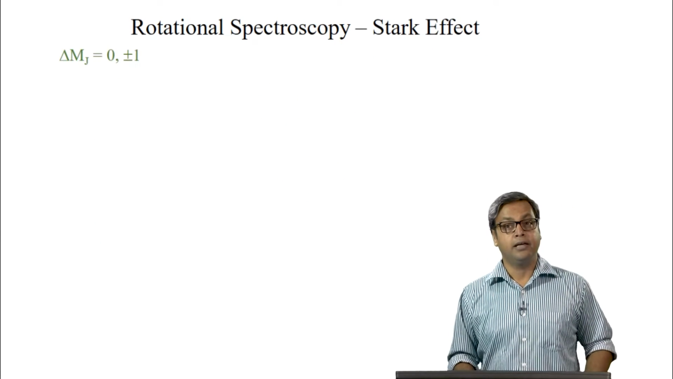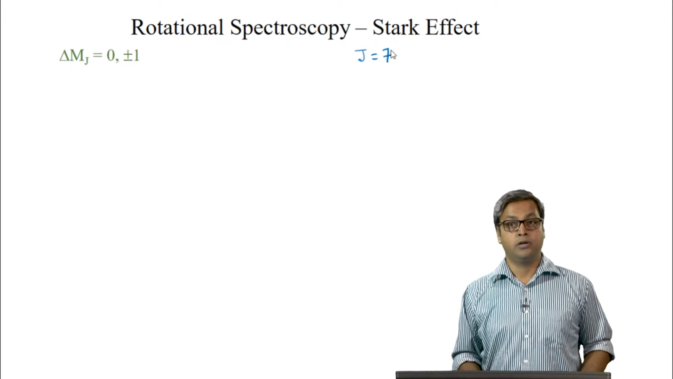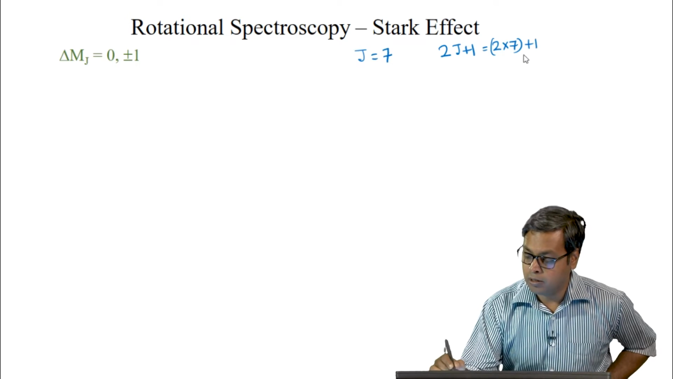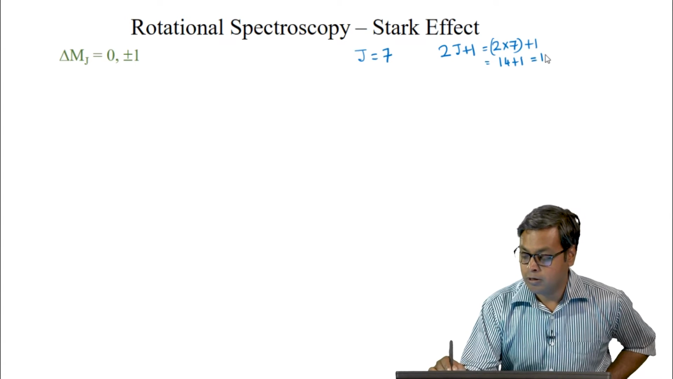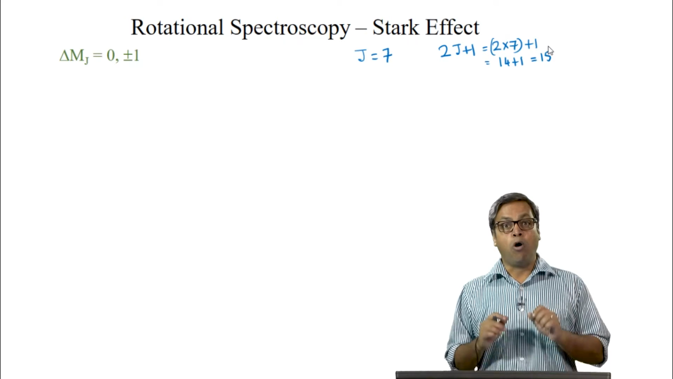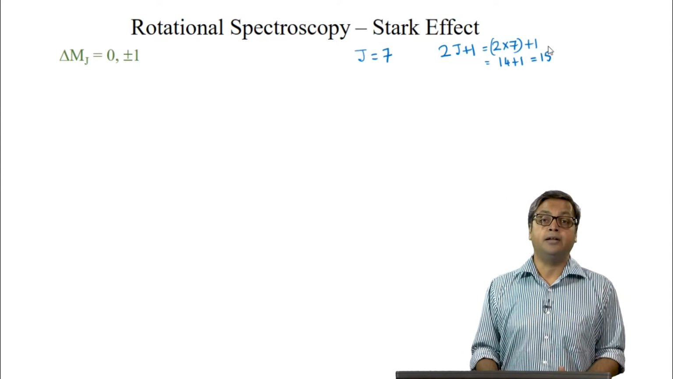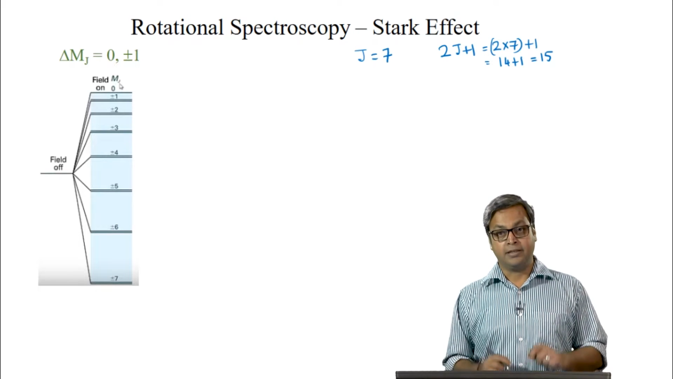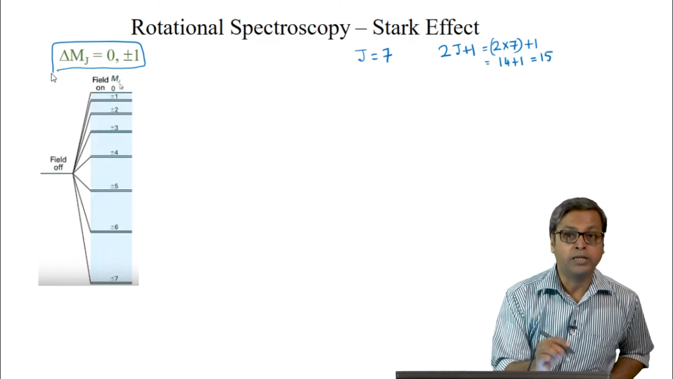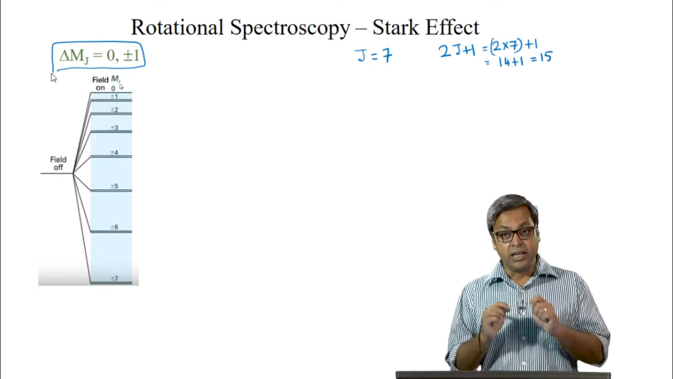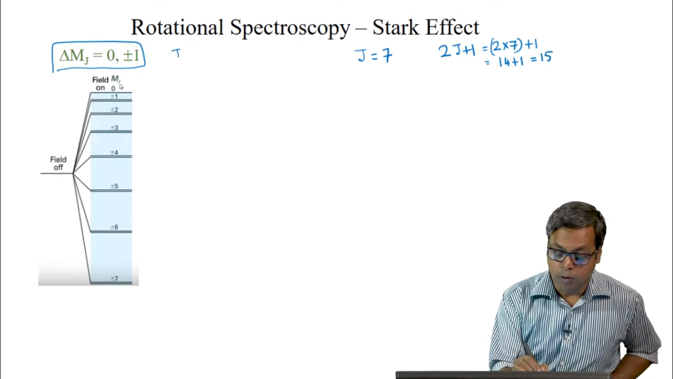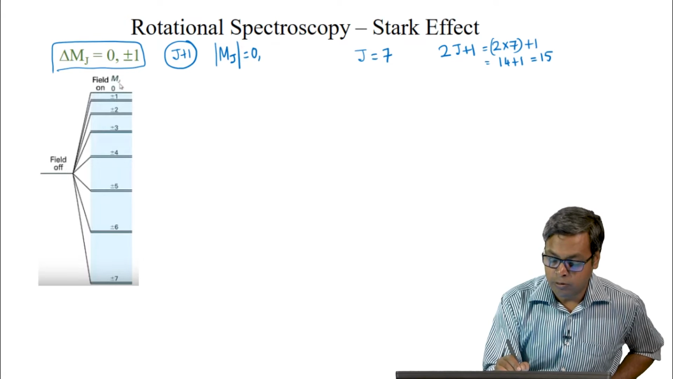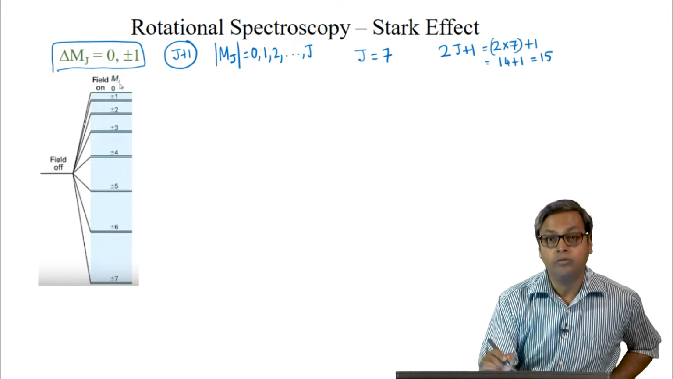So, let us say j equals 7. There will be 2j plus 1, that is 2 times 7 plus 1, that is 15 possible levels, which will all be degenerate in the absence of the externally applied electric field. In the presence of the electric field, the degeneracy is partially lifted, and the selection rule delta mj equals 0 or plus minus 1 becomes important. Each level now splits into j plus 1 components, such that the absolute value of mj can be 0, 1, 2 or integral values up to j.